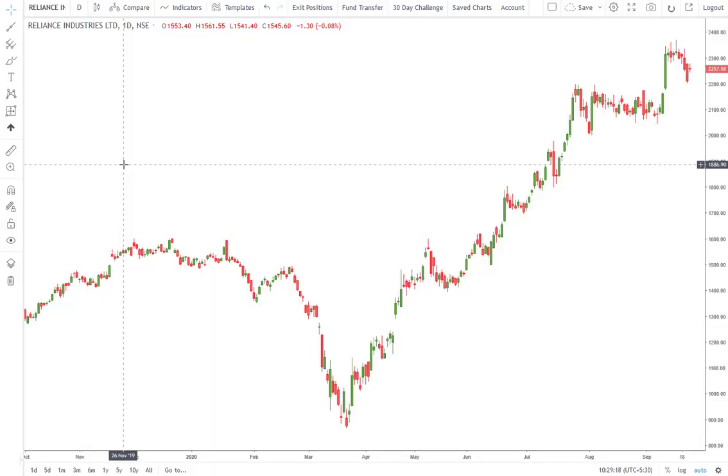Now that we understand the difference between a linear scale and a log scale, let us look at some real-world application of these price scales. We shall do so on our FIRE's web platform. At present, the security chosen is Reliance Industries and the time frame is daily.